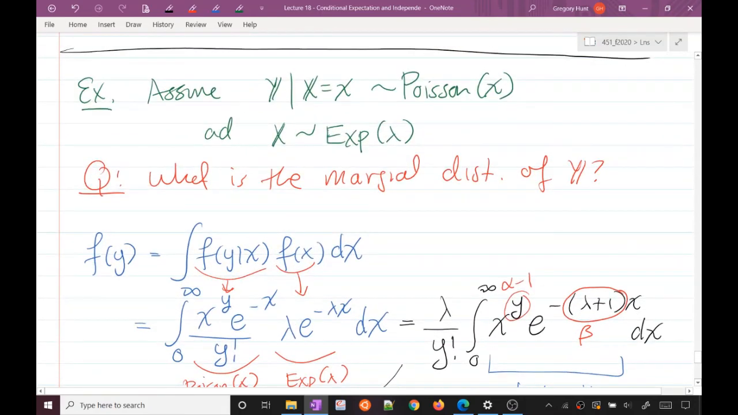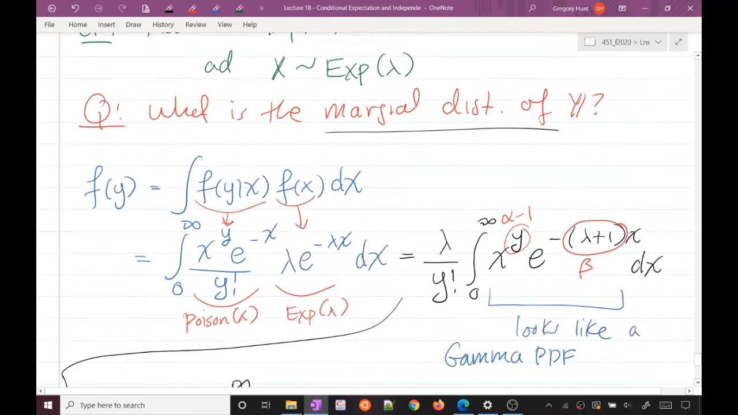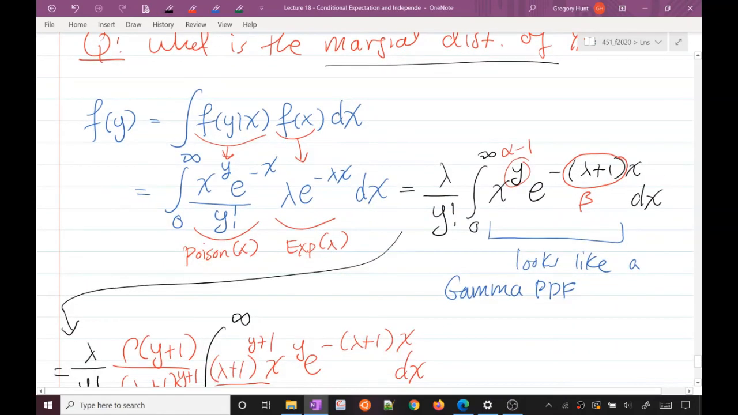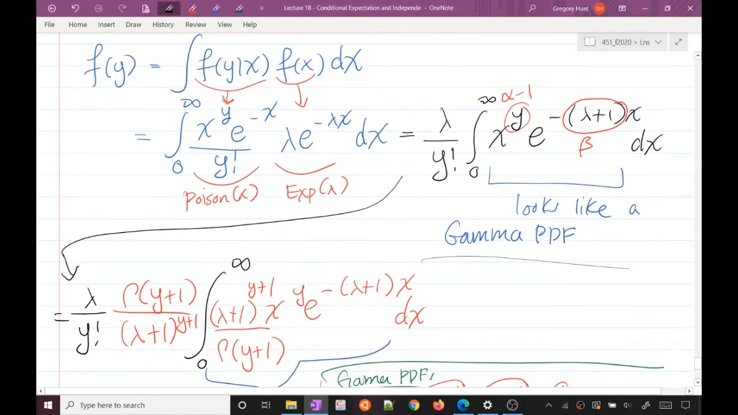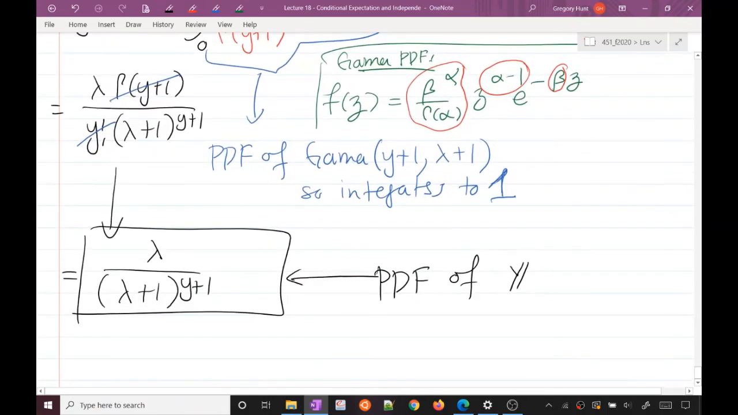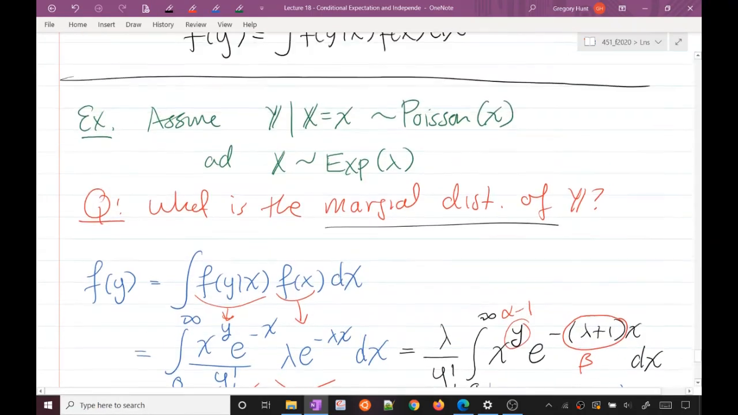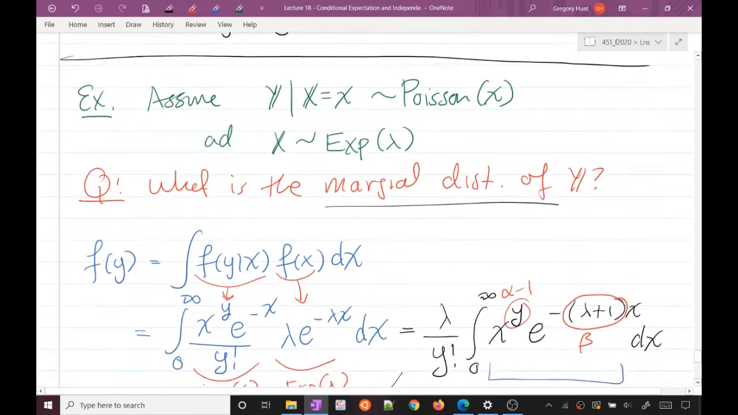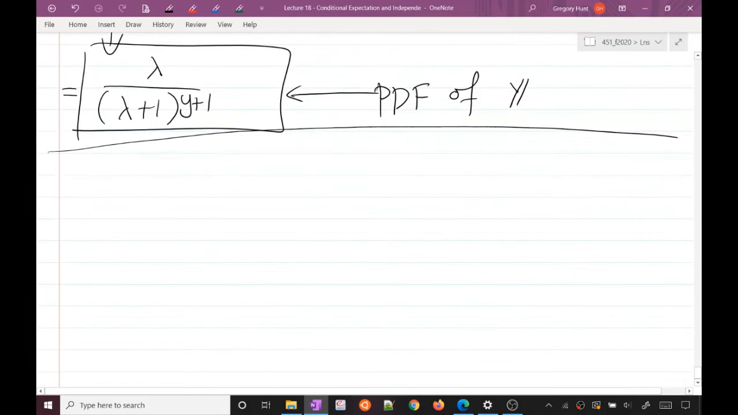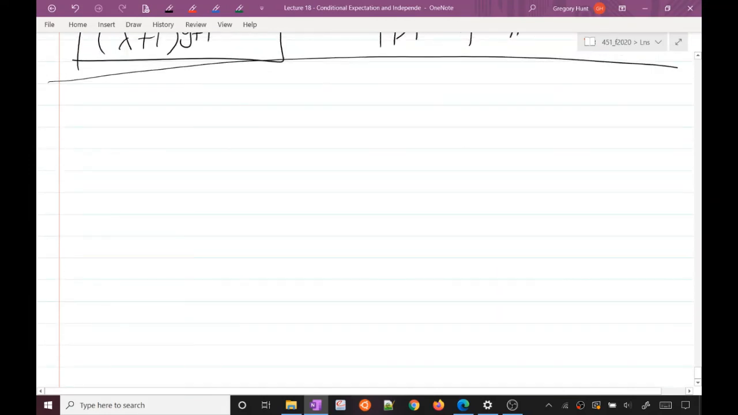What we wanted is the marginal distribution of y, and basically we had to set up this integral. The integral is a little bit tricky to solve because you have to play this trick with this gamma PDF, but you can do it. And that is the distribution of y. Notice it involves lambda here, which it should, right? If we change lambda, we should get a different answer. Okay, that's a complicated problem. Let's do one more like it.